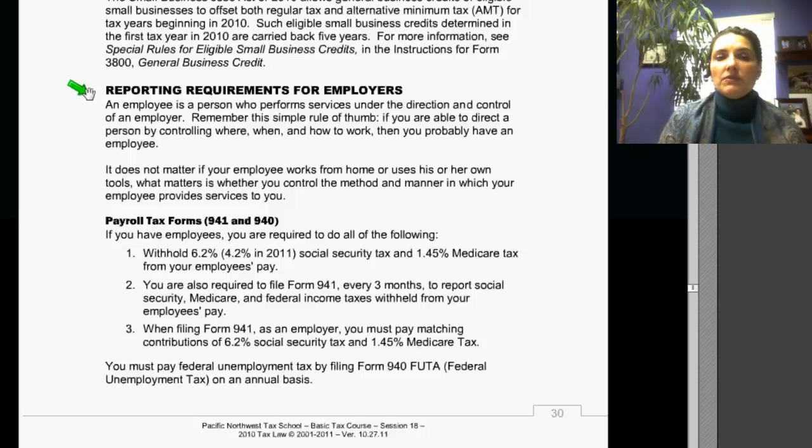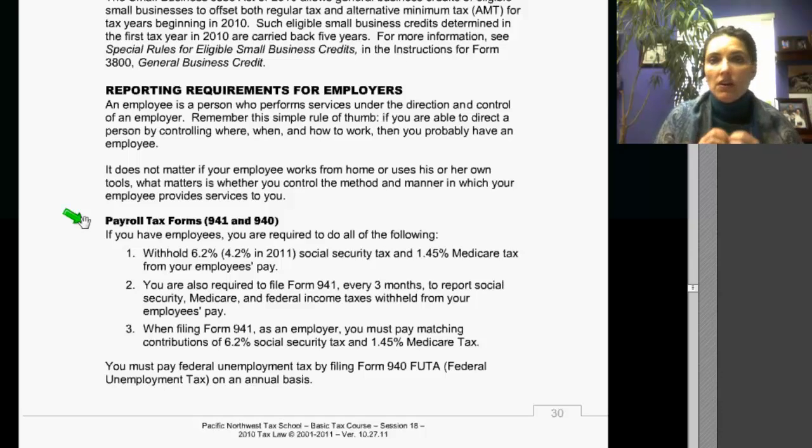An employee is a person who performs services under the direction and control of an employer. And remember this simple rule of thumb. If you are able to direct a person by controlling where, when, and how they work, then you probably have an employee. It does not matter if your employee works from home, that is their own home, or uses his or her own tools. What matters is whether you, as the employer, control the method and manner in which your employee provides services to you.